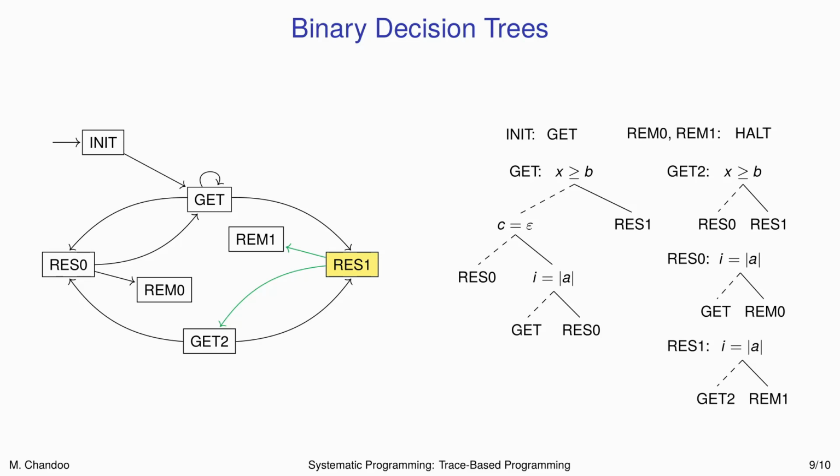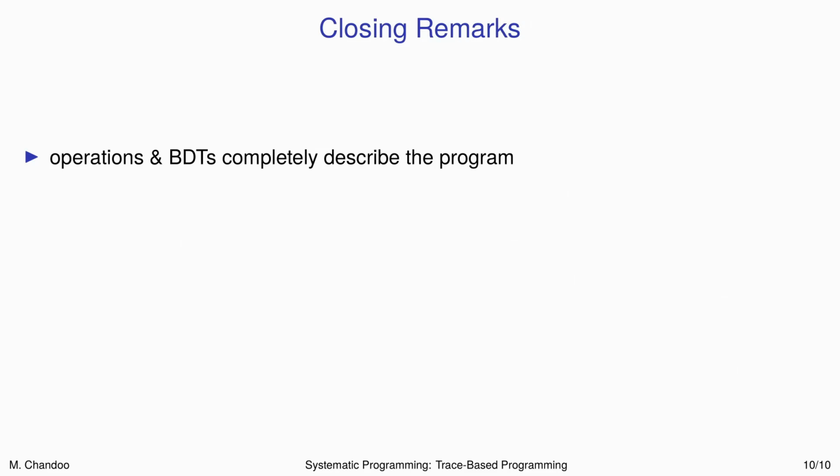So now the program which implements binary division is complete. The binary decision trees, together with the operations, are a formal and complete description of the algorithm. Let me make some final remarks about this method. As mentioned previously, the operations and BDTs describe an executable program. While the control flow graph is not required in the sense that it can be derived from the BDTs, its utility lies in the fact that it can be used to visualize the flow of the algorithm.